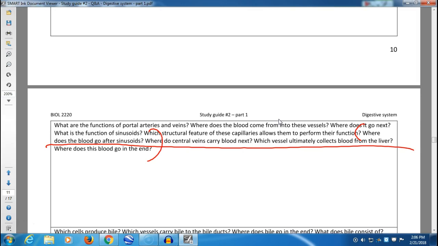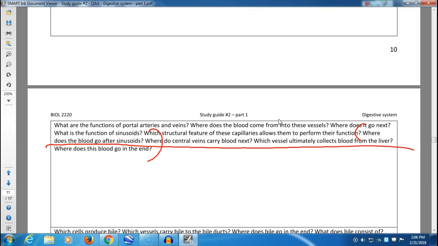Common hepatic duct merges with the cystic duct, forming bile duct or common bile duct, and then at the hepatopancreatic ampulla, bile duct merges with pancreatic duct. That's the pathway that I want you to know. I was pretty explicit.